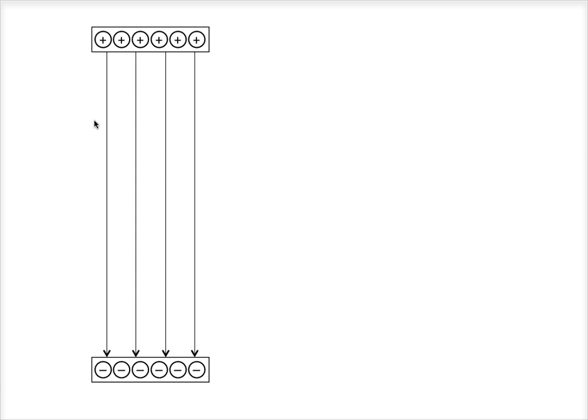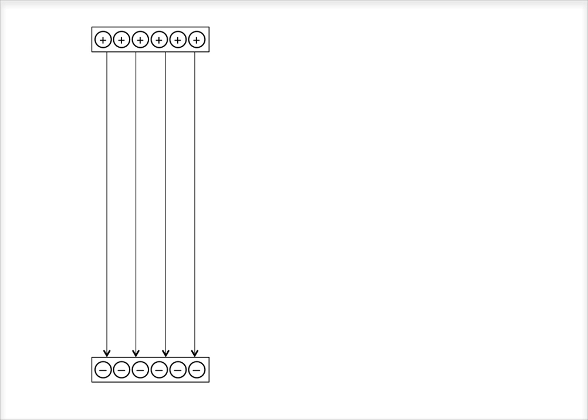The exact same thing is true for electric fields. Here's a uniform electric field. We have a positively charged plate on top and a negatively charged plate on bottom, and inside the plates, the field is uniform. That means it's the same strength everywhere, and it points in the same direction everywhere. And we can see that because the arrows are evenly spaced and they all point down.